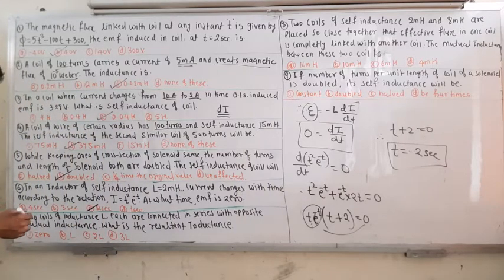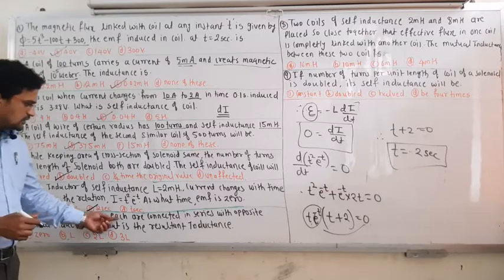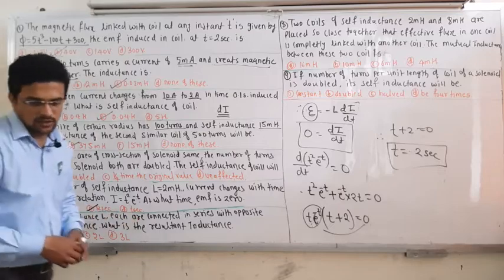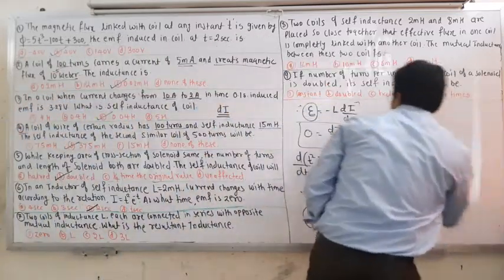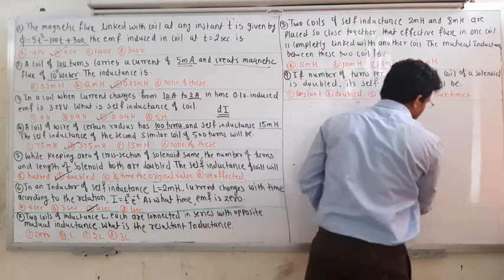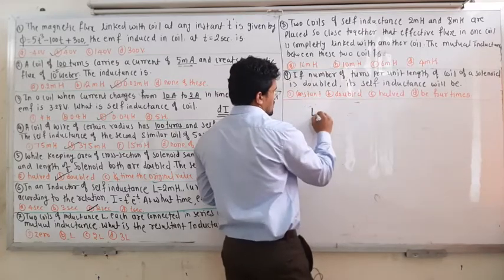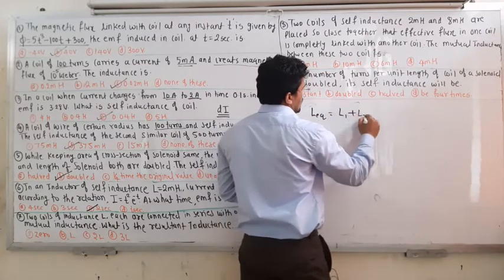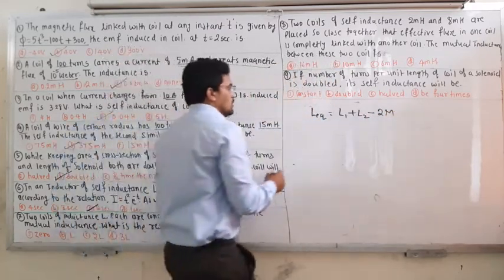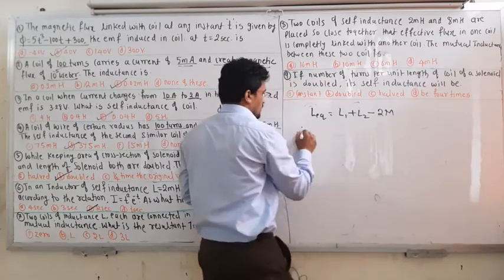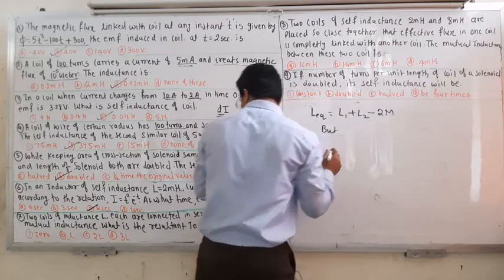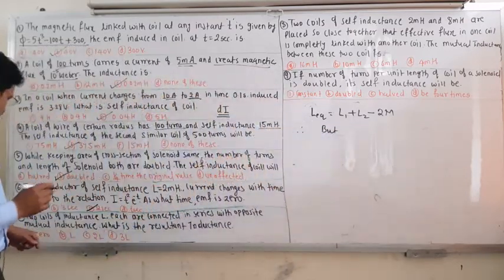Okay, next, two coils of inductance L each are connected in series with opposite mutual inductance. What is the resultant inductance? So two coils are connected having the same inductance, that means L and L, and they are connected in series. So here you have to use the series combination. For series combination, L equivalent is equal to L1 plus L2 minus 2M, because the mutual inductance is opposite here.